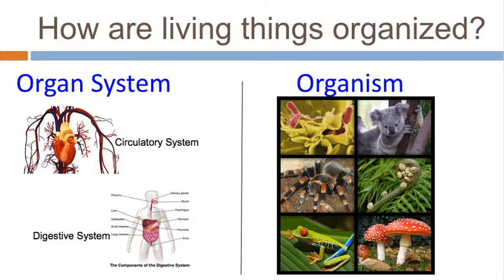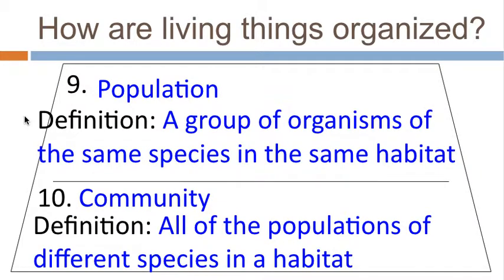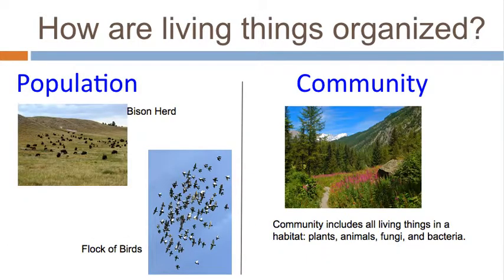Now, take those organisms and we put them together and we have a group of organisms of the same species in the same habitat. That's what we call a population. Okay, so a population is a group of organisms of the same species in the same habitat. A community is all the populations of the different species in a habitat. All right, so once again, let's look at some examples.